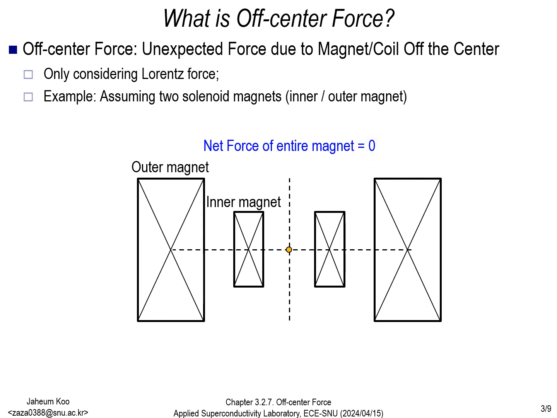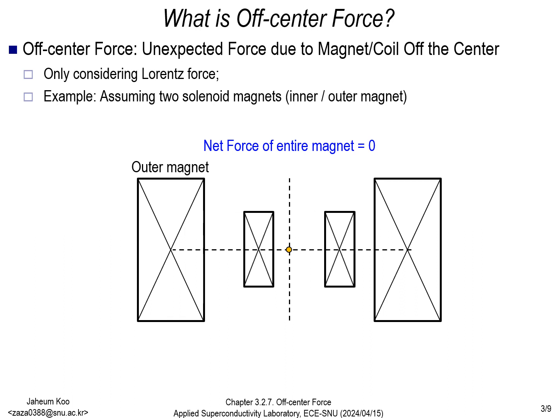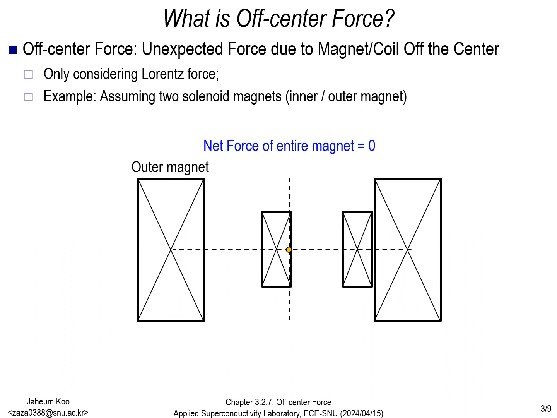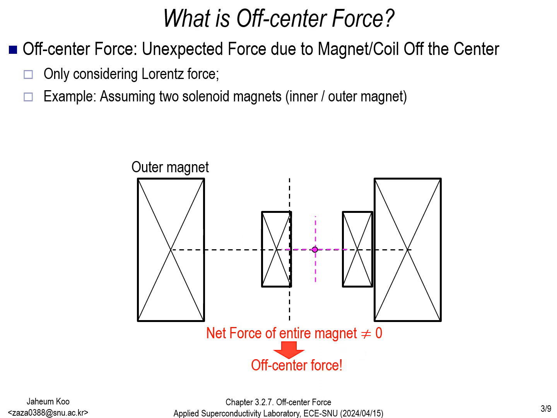However, imagine if the inner magnet is displaced from this central alignment. As we can intuitively understand, this situation will cause the net force on the magnets to no longer be zero. The force that arises from this misalignment is referred to as the off-center force. This force can lead to instability and requires careful management in practical magnet applications.